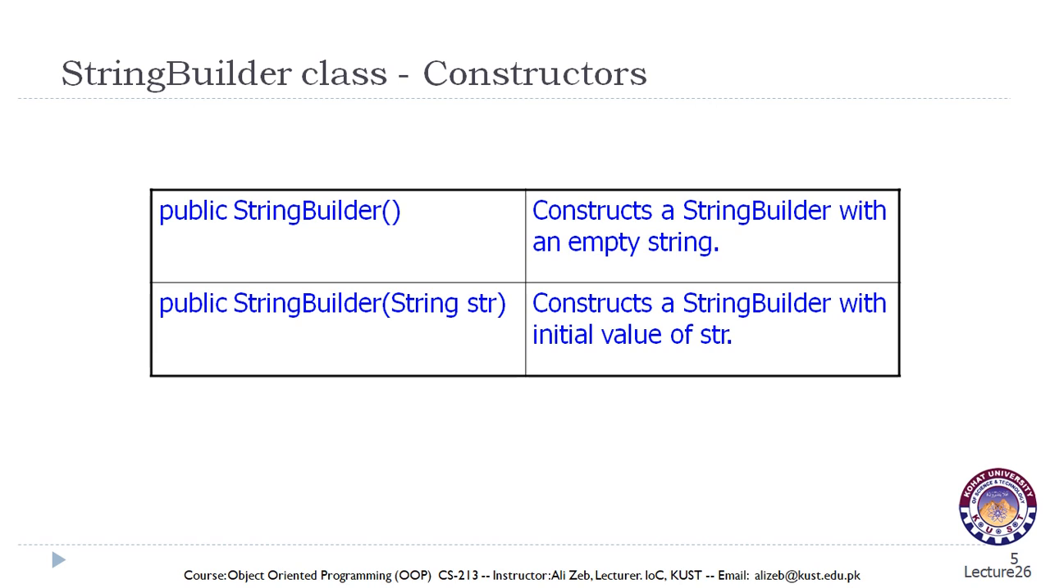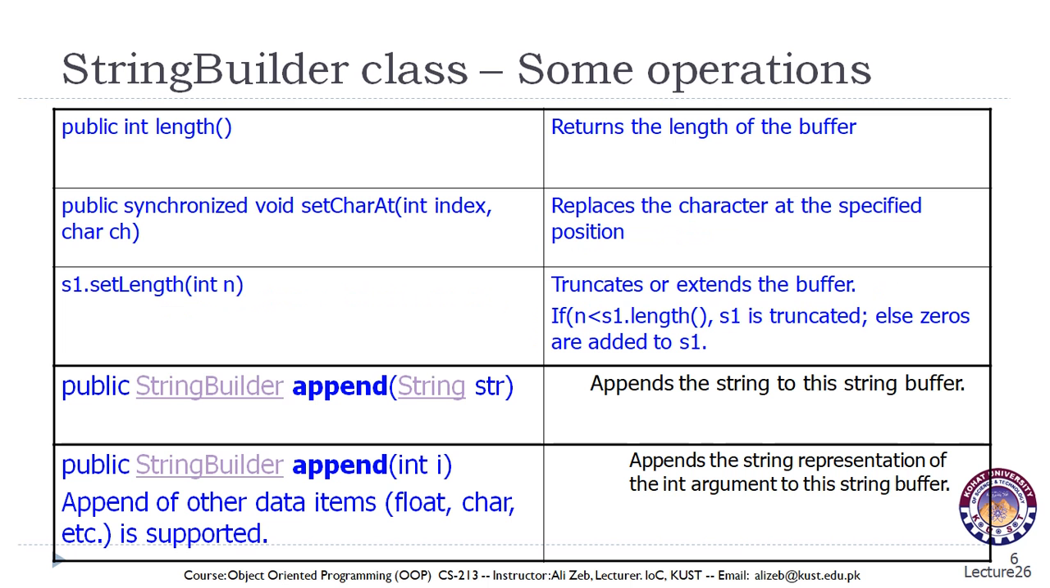String builder has 4 constructors. We can see a couple of these constructors over here. We'll see examples of the constructors later in the lecture. So we have a public StringBuilder that constructs a string builder with an empty string, and then we have a public StringBuilder that takes one parameter, and it constructs a string builder with the initial value of the string str, whatever the string object is.